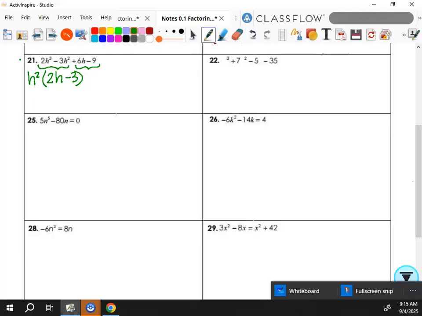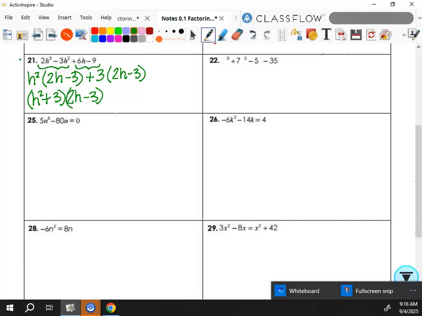What can I factor out of the next two? A 3. So this will be, and it's a positive 3, right? Don't forget the sign there. Plus 3. Then this is 2h minus 3. Then I'm good. I'm on the right track because my parentheses match, right? Then I'm going to get h squared plus 3 times 2h minus 3.